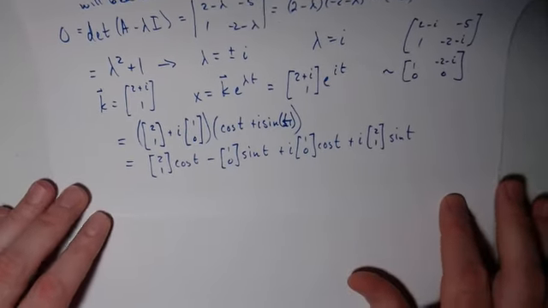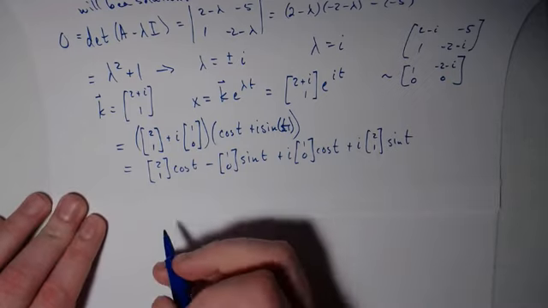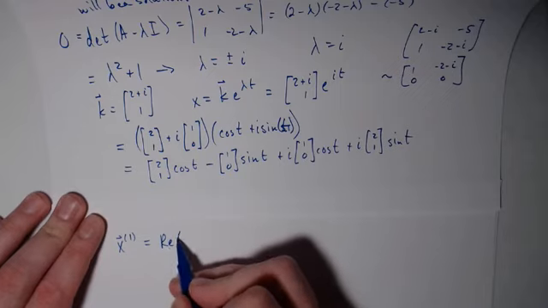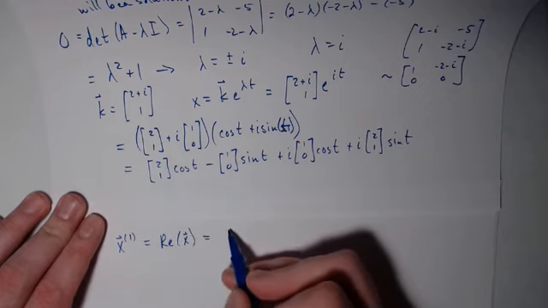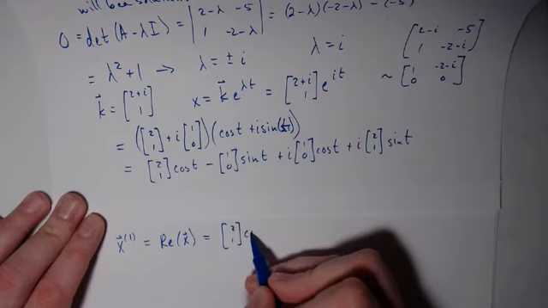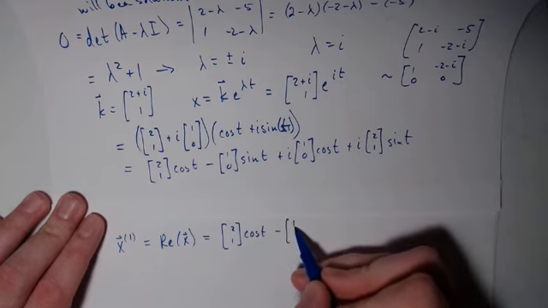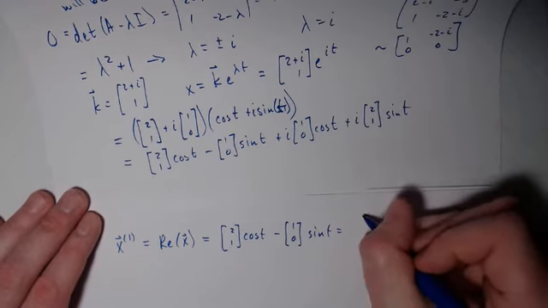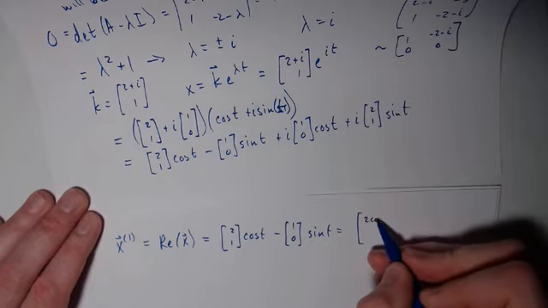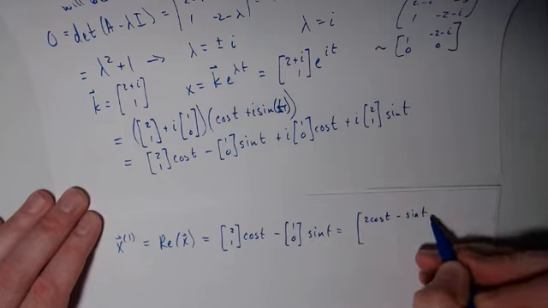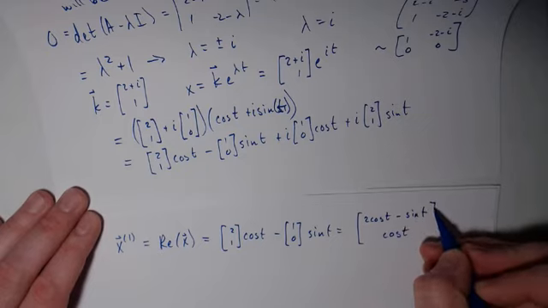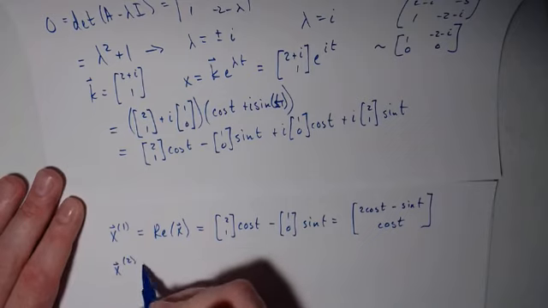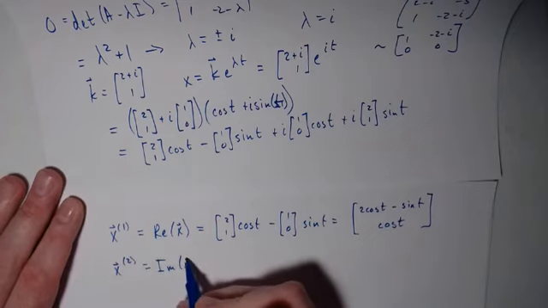Let me go ahead and keep those handy. So then x1 is the real part of that x, and so that's 2, 1 cosine t minus 1, 0 sine t. We can write that as 2 cosine t minus sine t, cosine t. And then x2 is the imaginary part of that x.